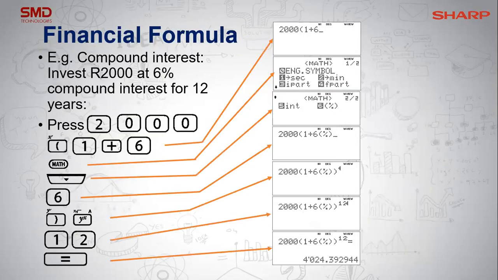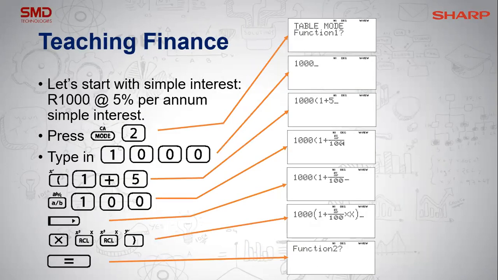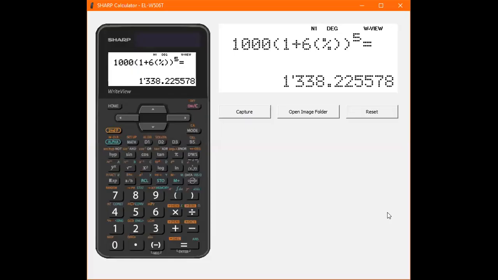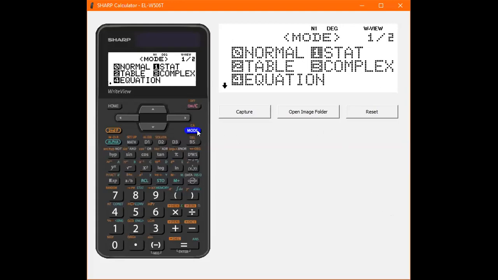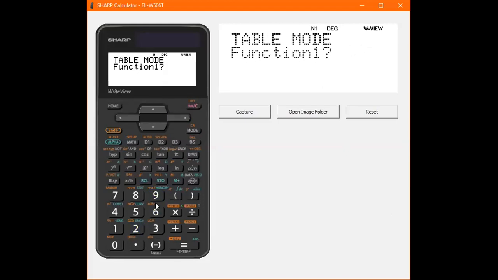That's the financial formula. And now this is fun. What we're going to do now is go into the calculator, and we are going to teach financial maths using our table mode. Yes, you can do that, and it's awesome. We're going to go to table, which is 2. Let's say we start with compound interest. So we have 1,000 Rand, because that's my favorite example.